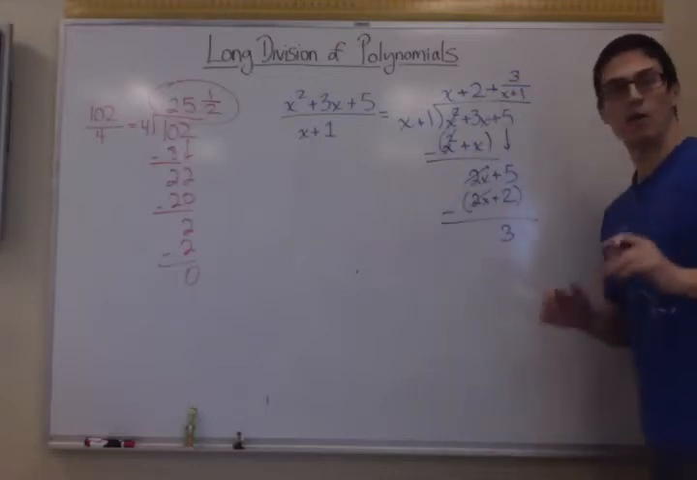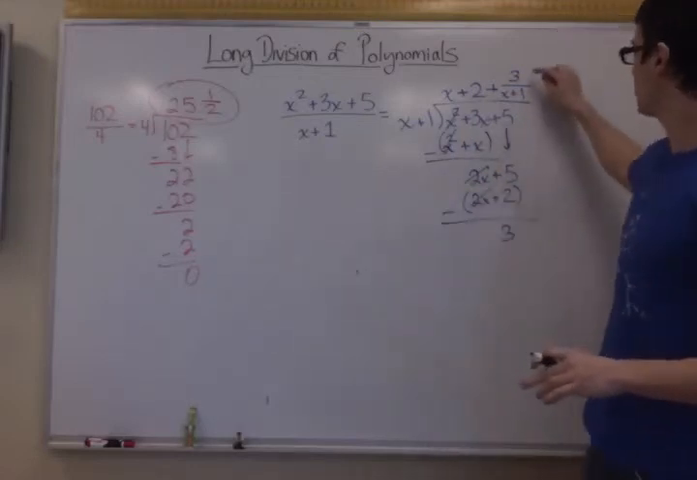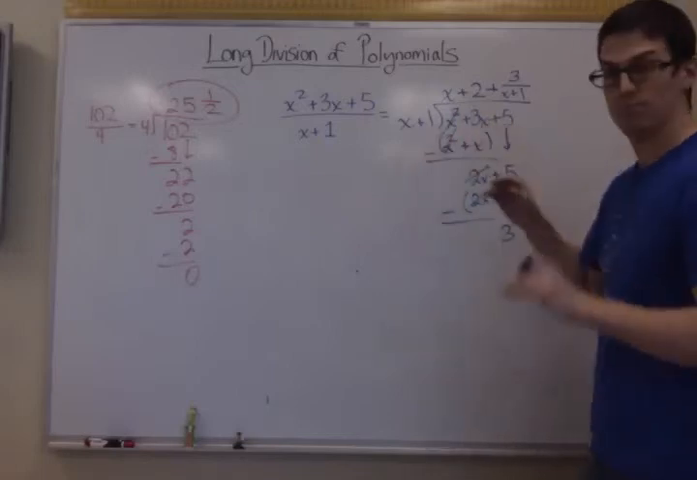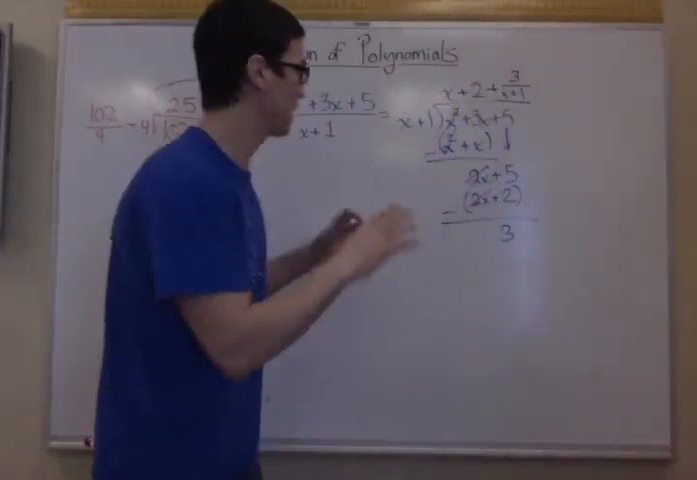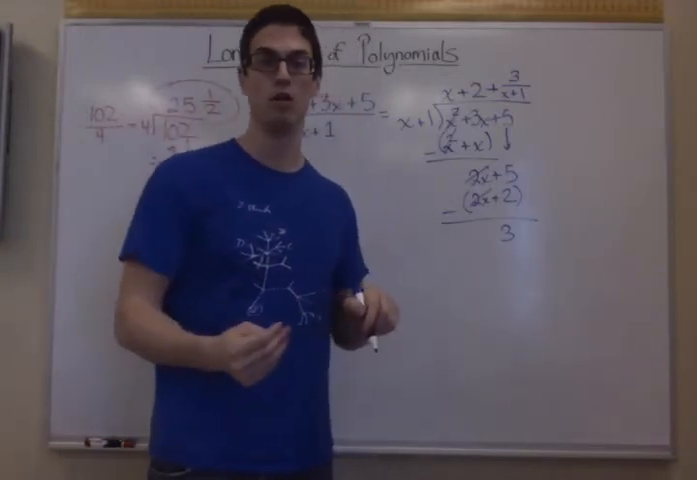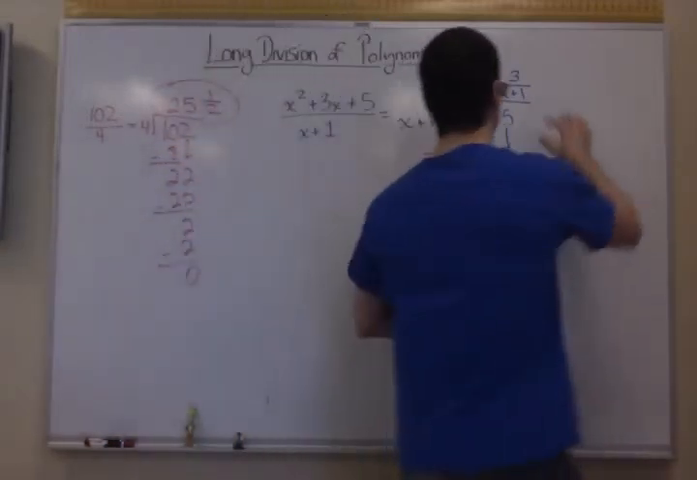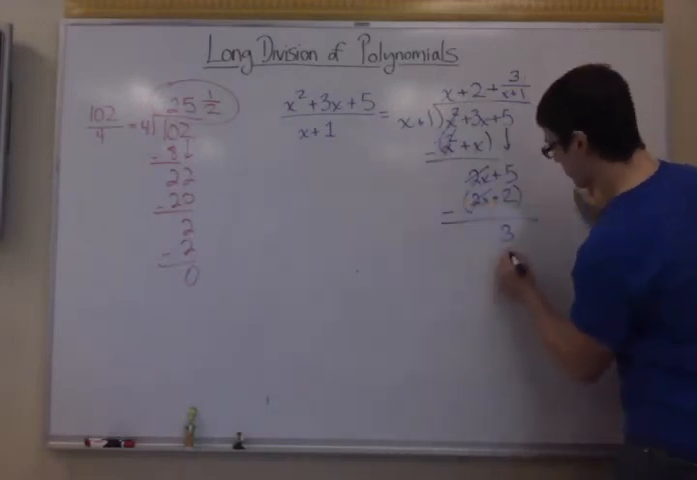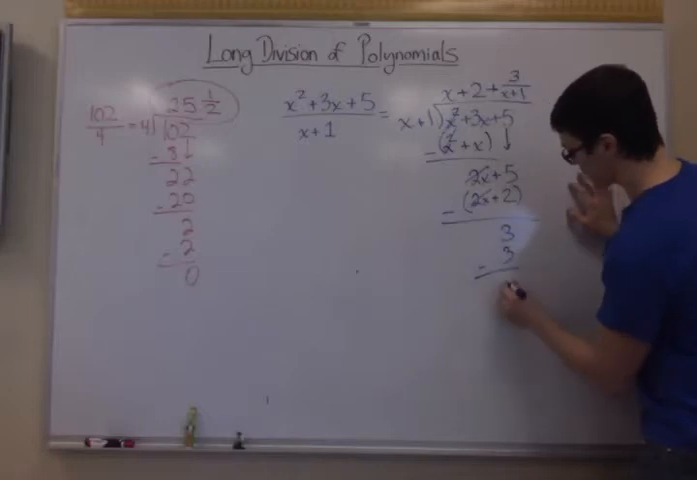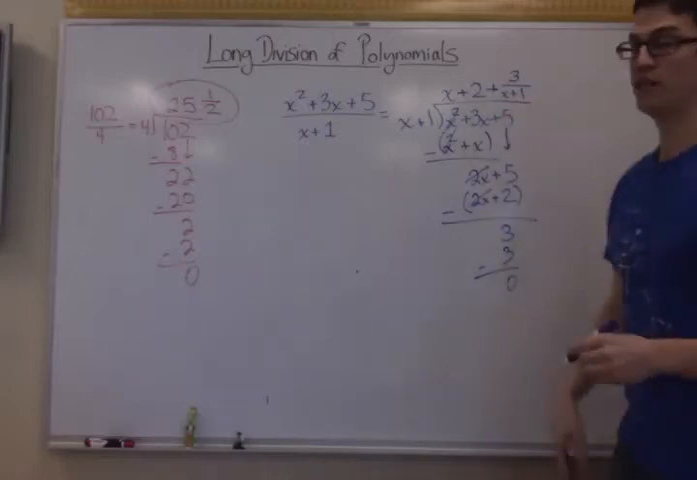Okay? Now we're going to check this by doing 3 over x plus 1 times x plus 1. Now, you're going to have to do the math yourself, because I'm not going to do it, but it's 3 over x plus 1 times x plus 1. Hopefully you see that that's just 3. So this times this is just going to be 3. If you don't believe me, do it yourself. Subtract that off. 3 minus 3 is 0. We know that that's the answer.